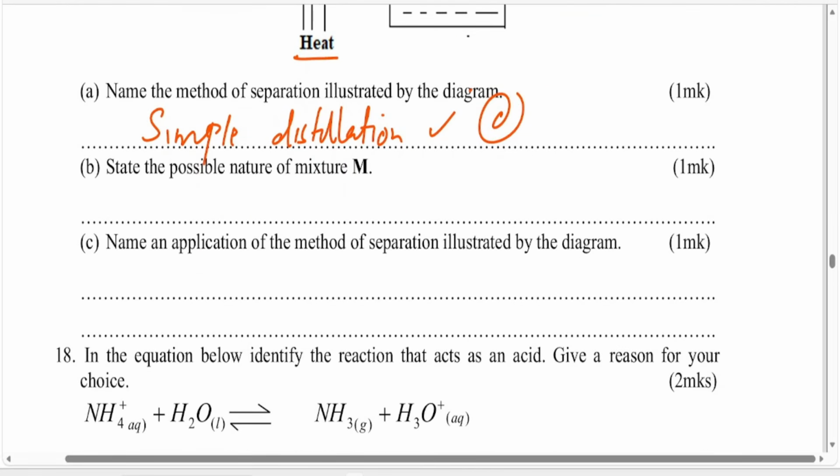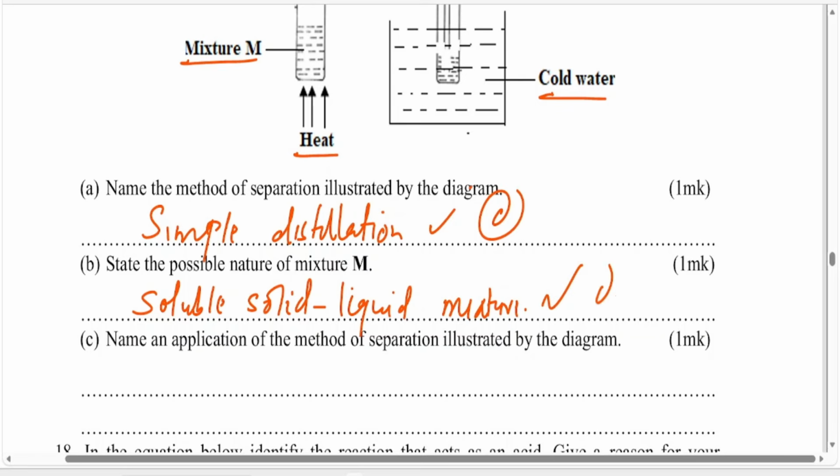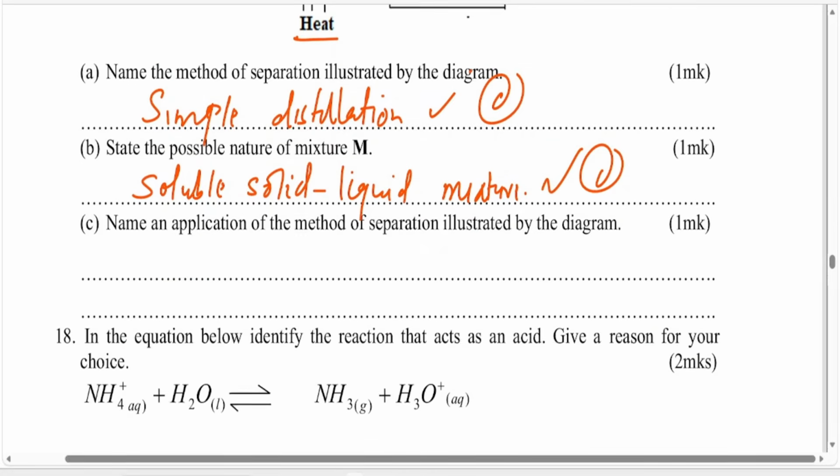State the possible nature of mixture M. So when you look at this method, it's a method that is done for a soluble solid-liquid mixture. So it's a soluble solid-liquid mixture. That is the nature of this particular mixture.